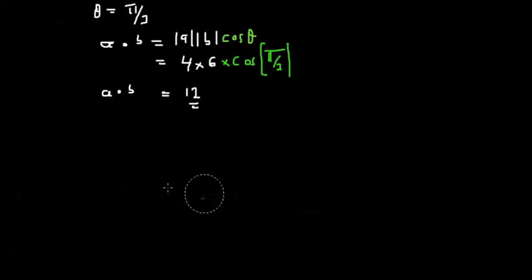Now let's move on. There are some rules you need to follow in dot products when it comes to vectors. The first one, we call it corollary 1.